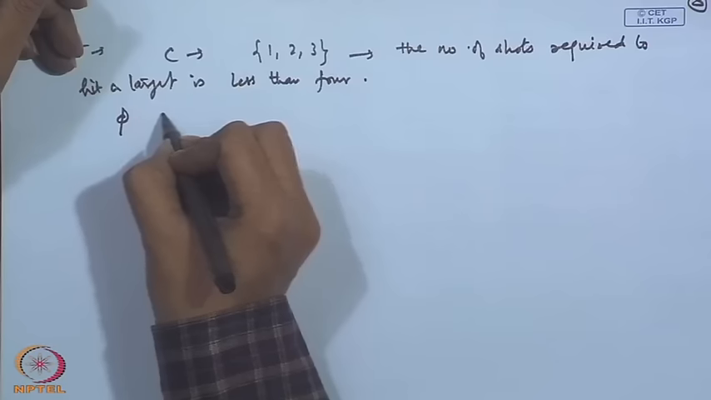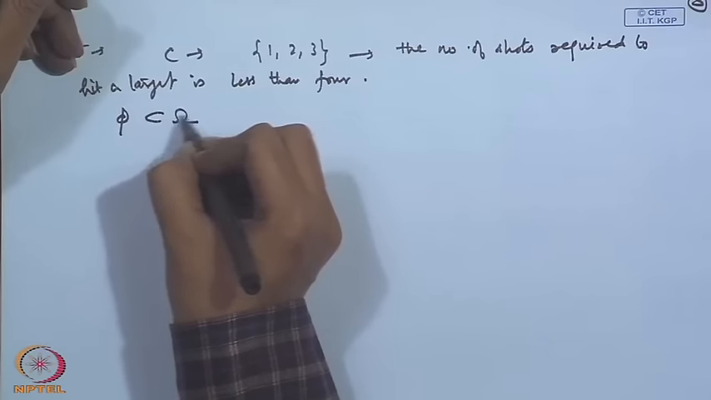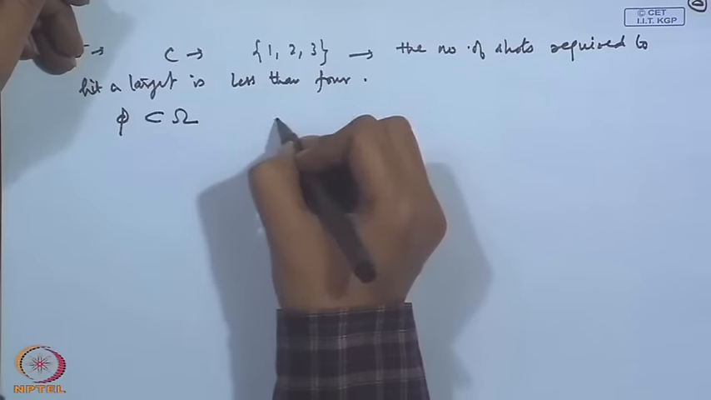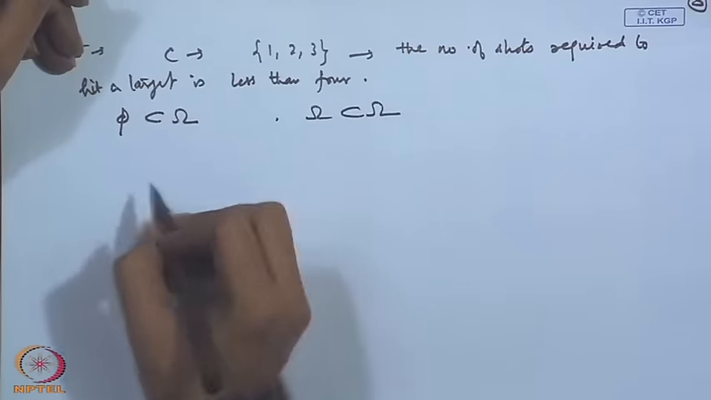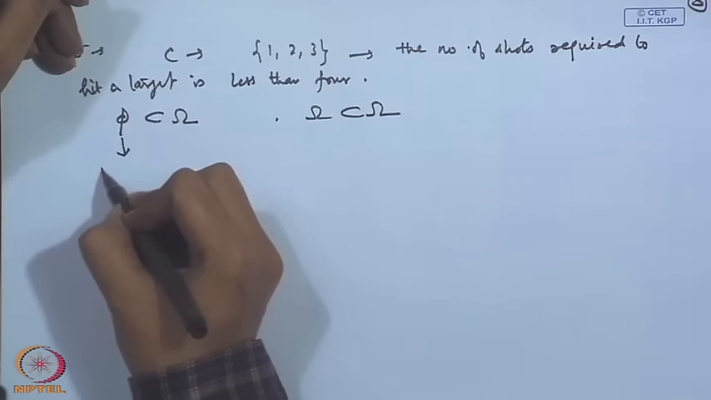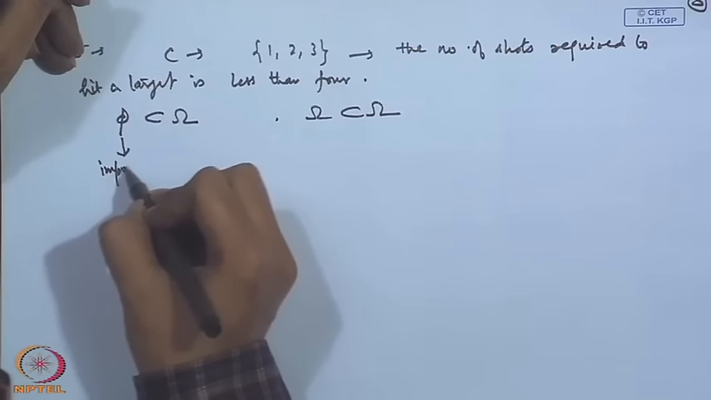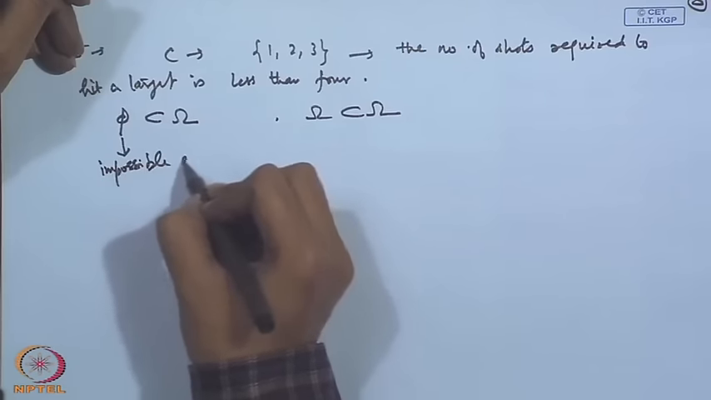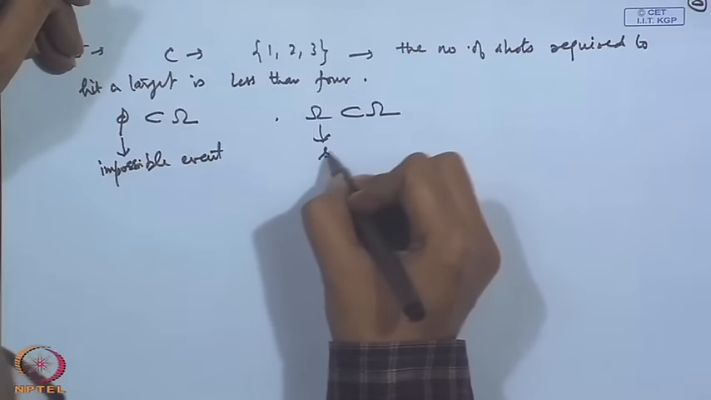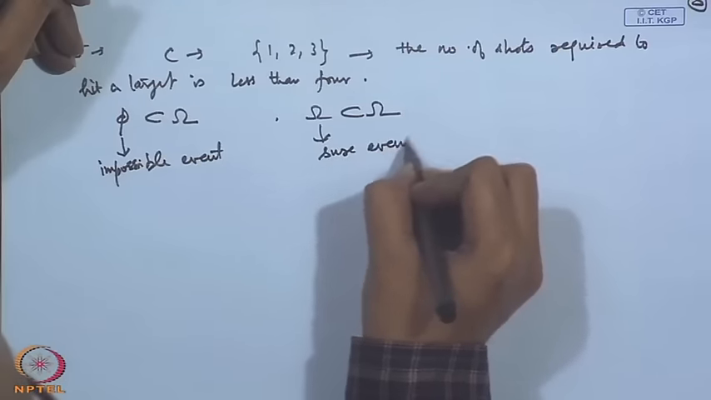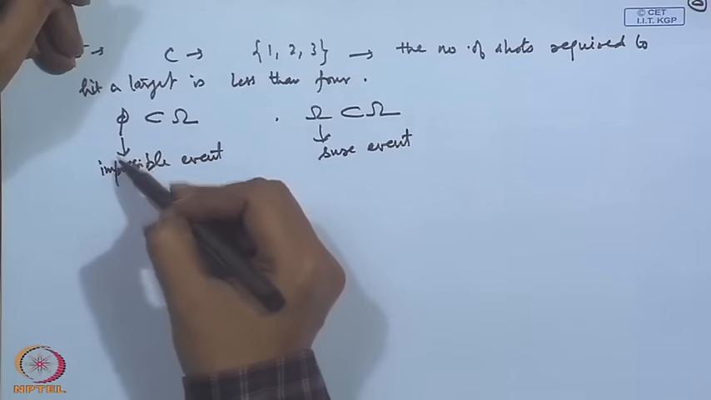So, naturally the empty set is a subset of every set, and the full set itself is a subset of itself. These also correspond to certain events. This corresponds to the impossible event, this corresponds to the sure event. That means, this is certain to happen and this will never happen.